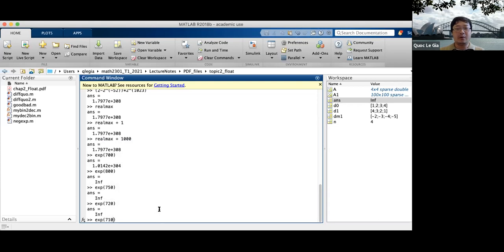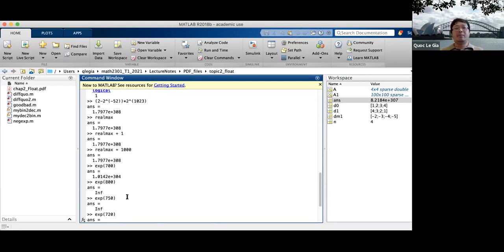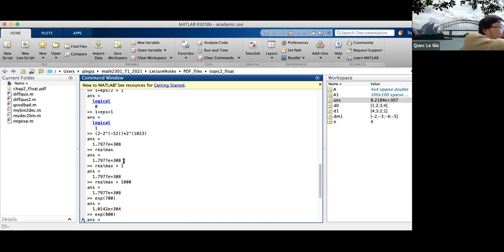So 712, so 710, 709. You see, 709 is very close to realmax already. And after that, you see the limit. You cannot go beyond the maximal value that MATLAB can handle. Otherwise, you get overflow.